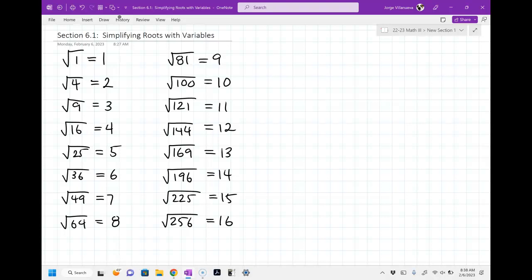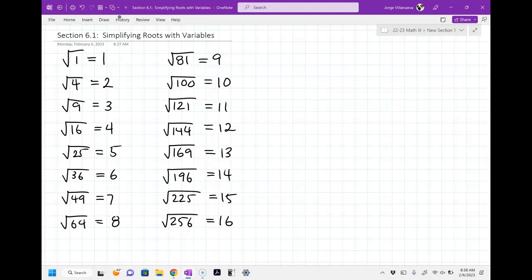So those are good for you guys to know. You should know those square roots because those are common. Now, cubed roots, there's not as many as you have to know, but there are some that are useful.